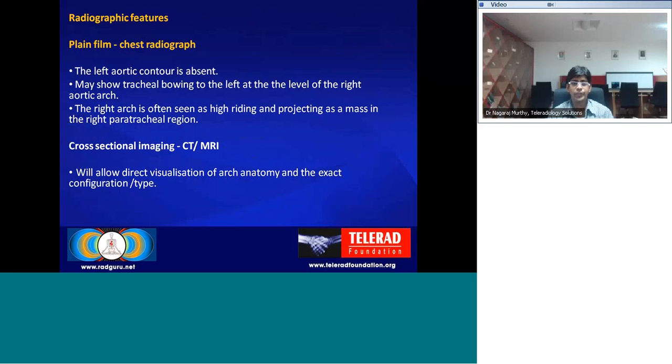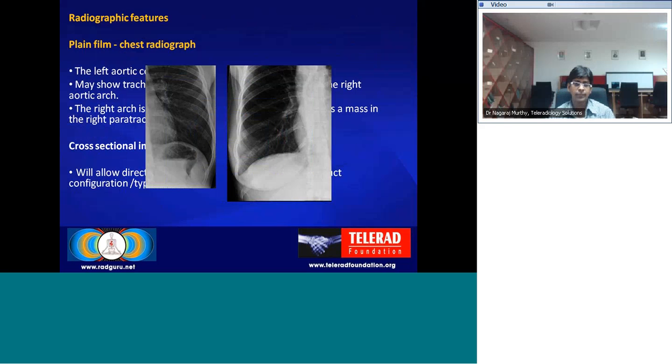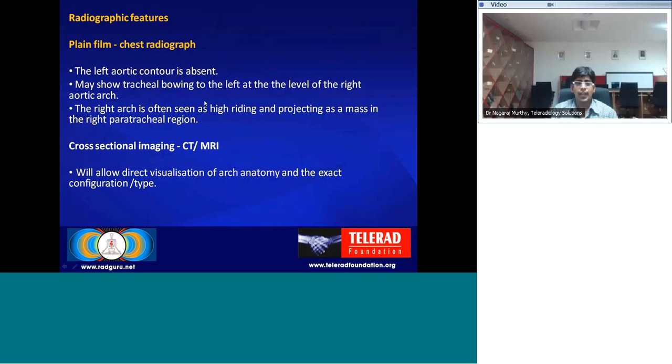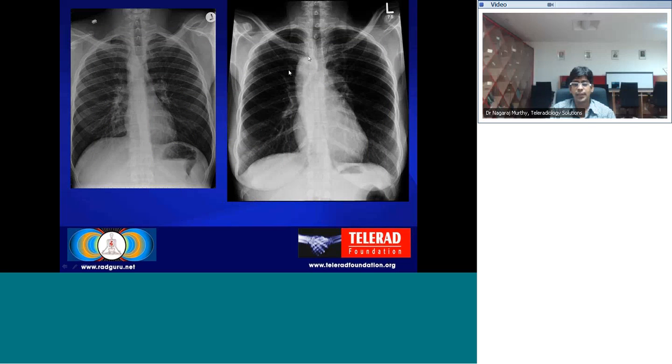Radiographic features. These are two different patients showing absence of arch on the left side. The arch is on the right side. Later on the left radiograph, there is compression of the trachea. And the right-sided arch is projecting as a mass in the right paratracheal region. This is as a mass in the right paratracheal region.